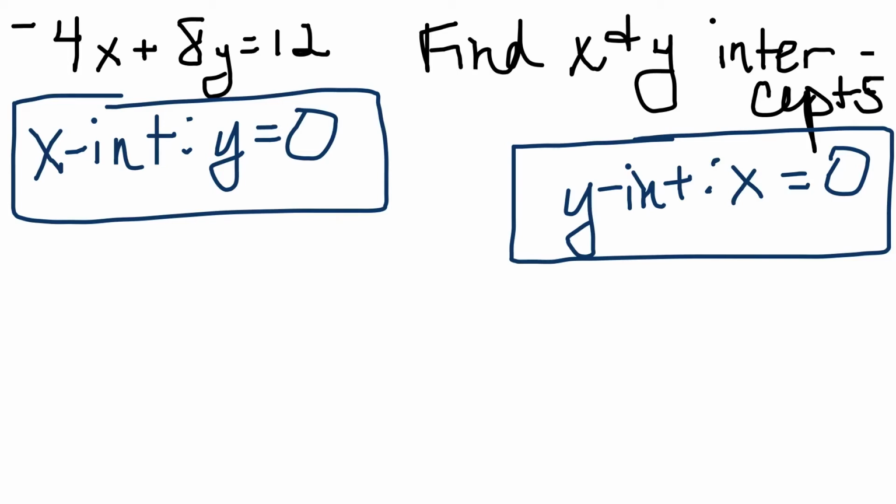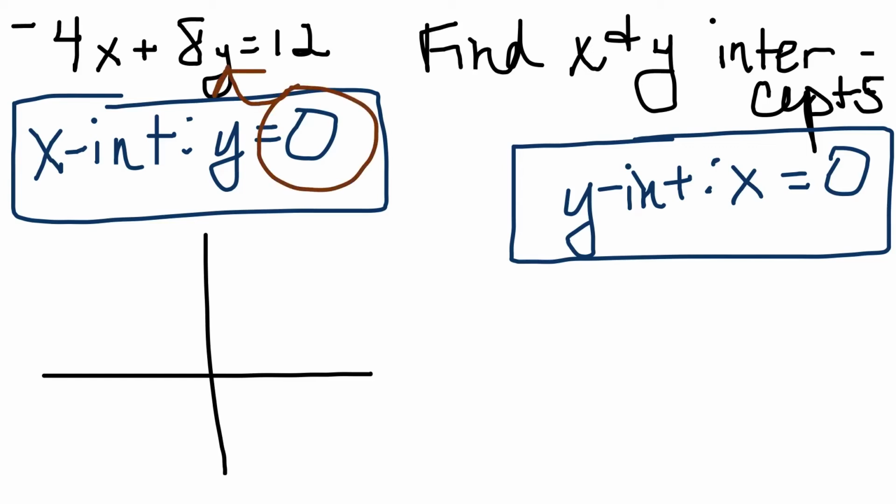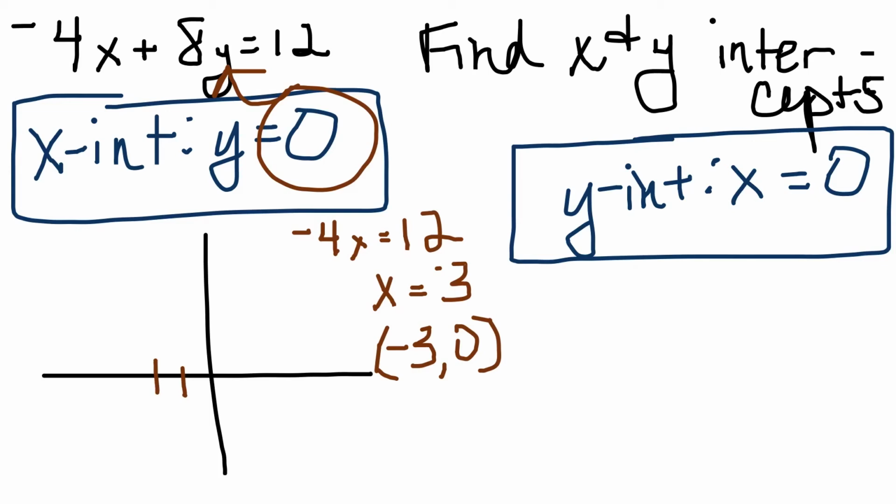So let's go ahead and, well, here's my graph, but we got to solve this first. If I plug 0 in for the y, 8 times 0 is just 0. So I end up with negative 4x equals 12. When I divide both sides by negative 4, I get x equals negative 3. So what does that mean? It means that my line is going to cross at negative 3, 0. So 1, 2, 3, make my point.